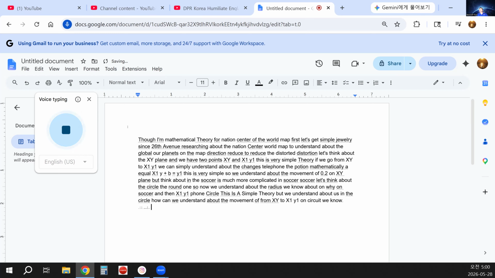We know about trigonometry. Trigonometry is the angle of movement. So we know tangent, and we understand the point. We have tangent theta equals y divided by x. So from tangent, we can get theta.